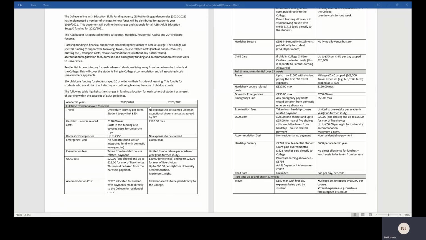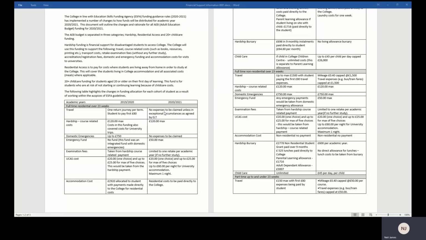So I think rather than go through the procedures line by line, which are quite lengthy, it would be more useful for me to go through what we used to do and what we are now expected to do under the new funding guidance. As I said, there are slight differences in the different funding streams, but I think the key thing to remember is that it's not staff within colleges' responsibility to know the funding guidance inside out and back to front.